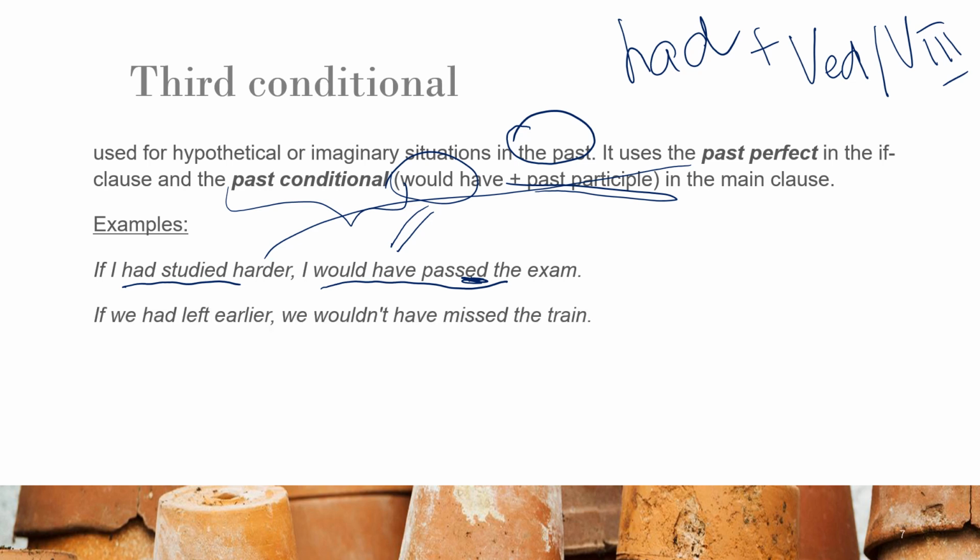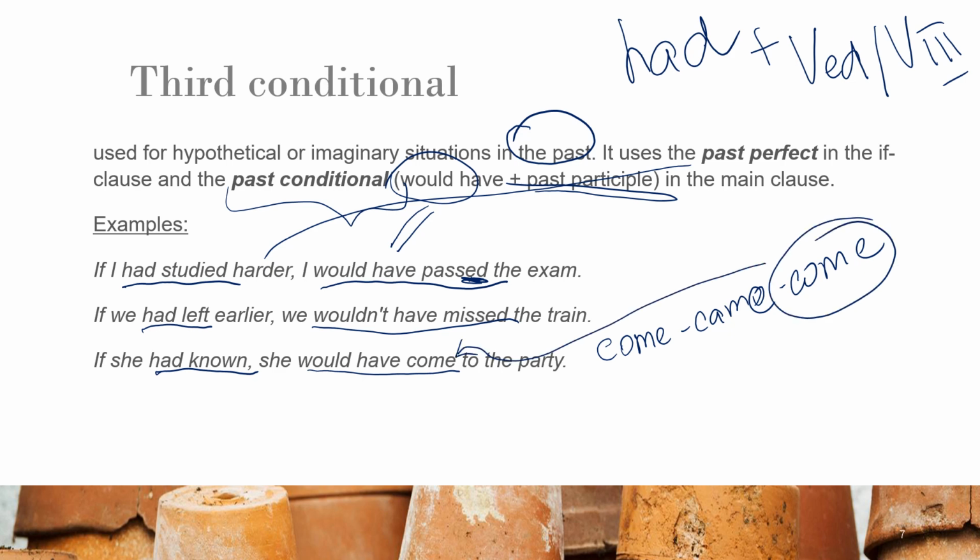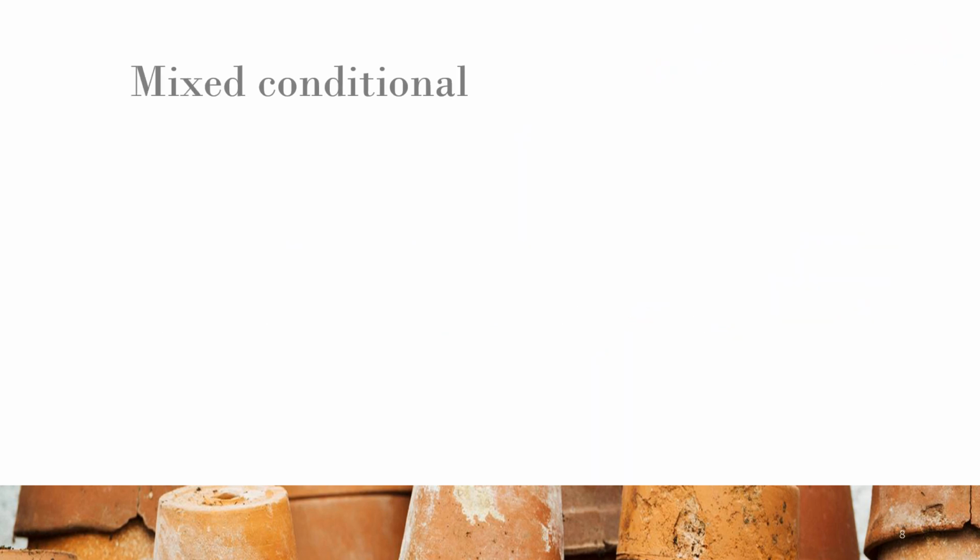If we had left earlier, we wouldn't have missed the train. If she had known, she would have come to the party. Remember, three forms of the verb to come are come, came, come. So you're using the third form.